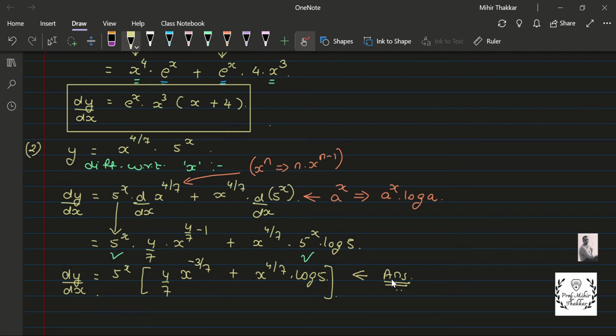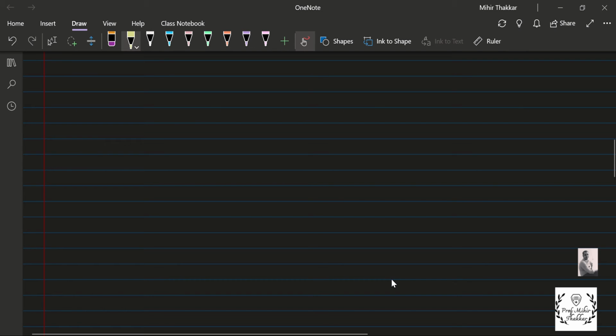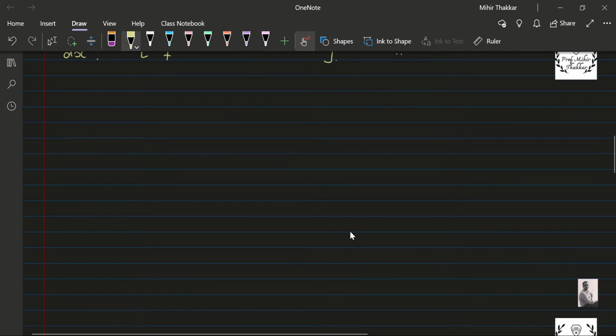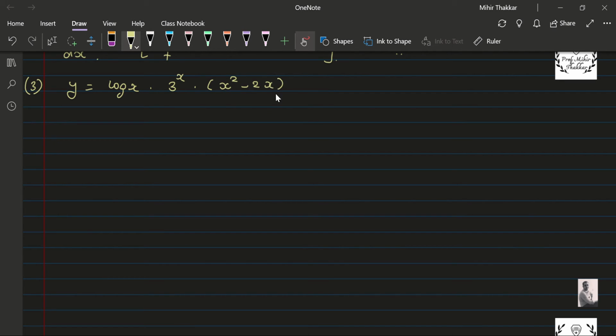Okay guys. Now let us take an example with the help of a logarithmic function. Example 3. One last sum. If I have y is equal to log x into 3 raised to x into x square minus 2x. So if I have this kind of a question, you can see there are three terms, u, v and w.